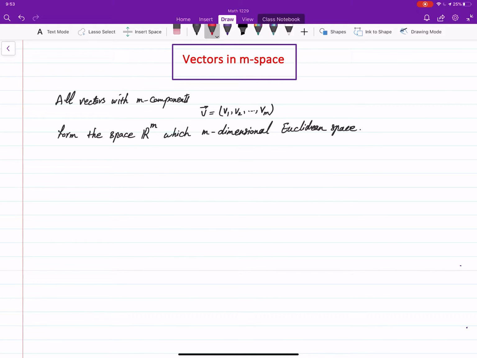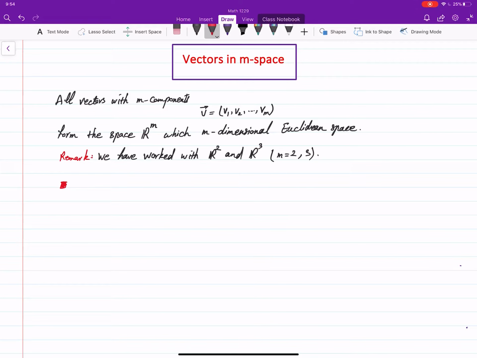Just one quick remark: we have worked with R2 and R3, meaning that M is either 2 or 3. Now we want to do it for general M spaces, 4, 5, and any number of components you like. Let us start with vector operations here.